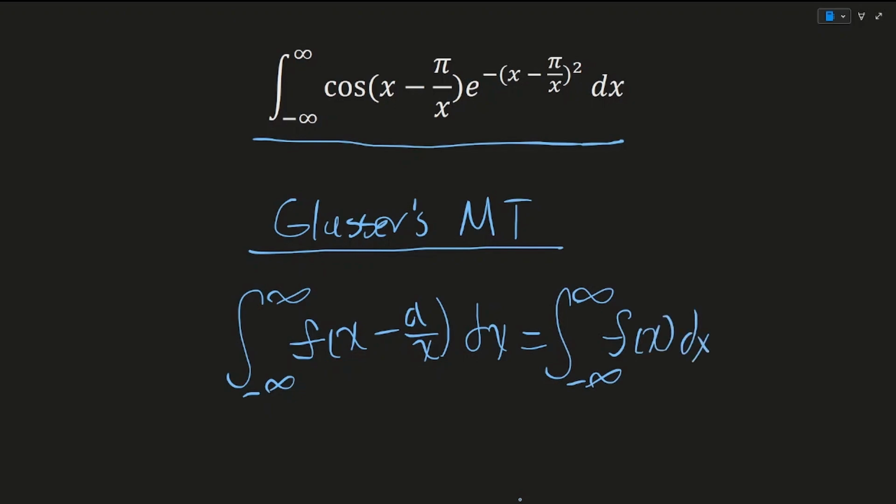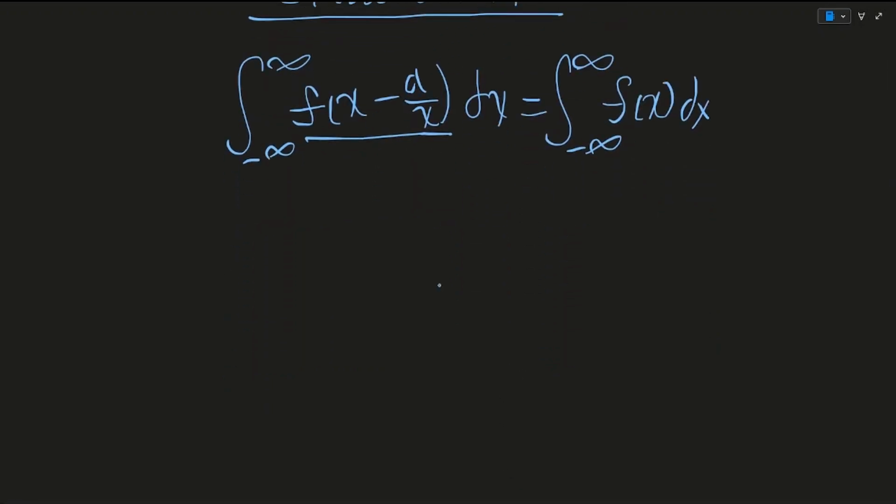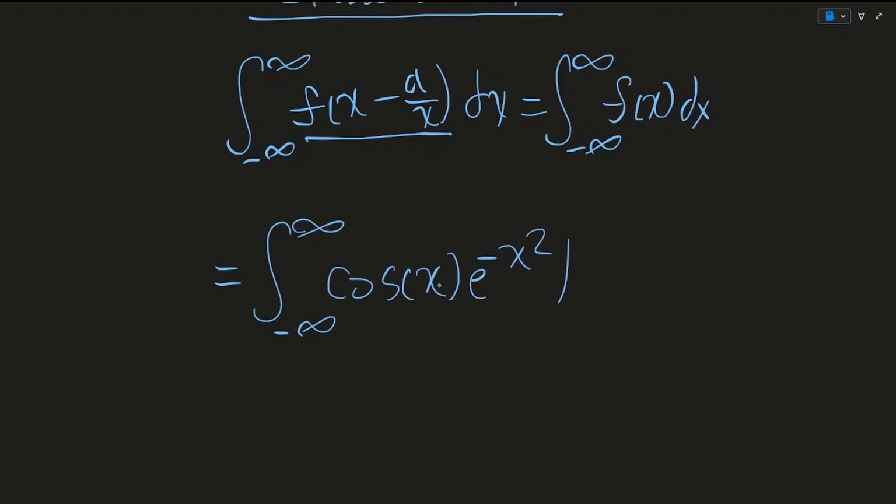And so immediately we see that this side of the integral bears a striking resemblance to the function we're integrating here. We see we have it in the form x minus a over x, except instead of a we have pi here. And so we can then confidently rewrite this integral as the integral from negative infinity to positive infinity of cosine of x times e to the negative x squared with respect to x. And so now our problem becomes a little simpler.